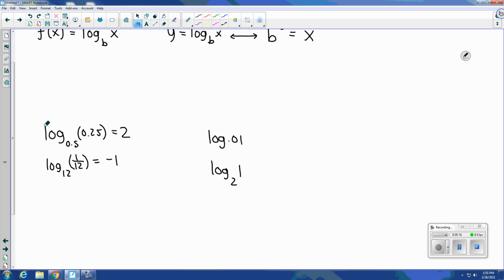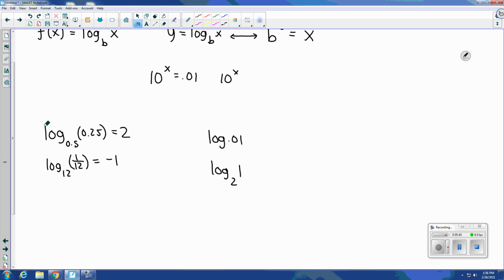Now what about log of 0.01? You notice there's no base there. When there is no base, so a log x with no base value, this is called the common logarithm. And the common log is base 10. So with no base, you're going to assume it's a 10. So knowing that, if I want to figure out what it equals, 10 to the x equals 0.01. What's the value of x?